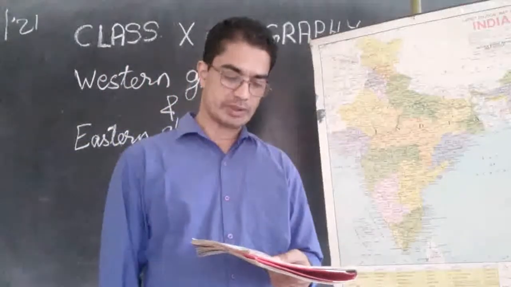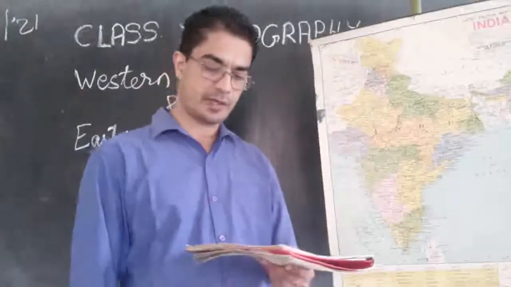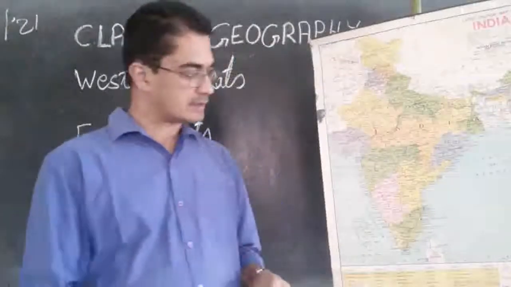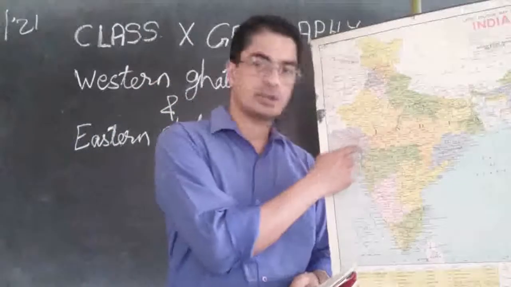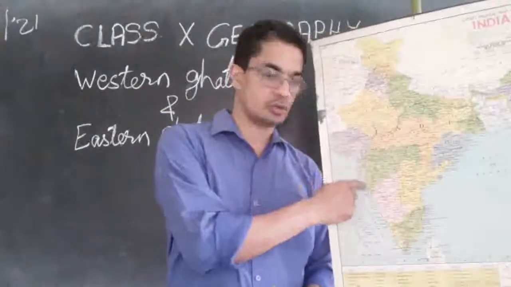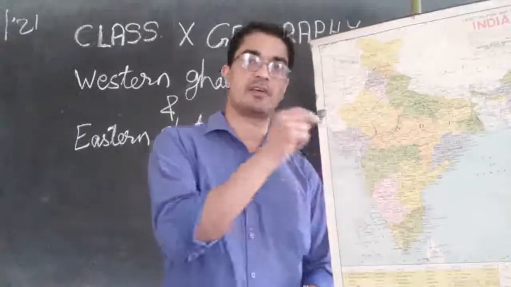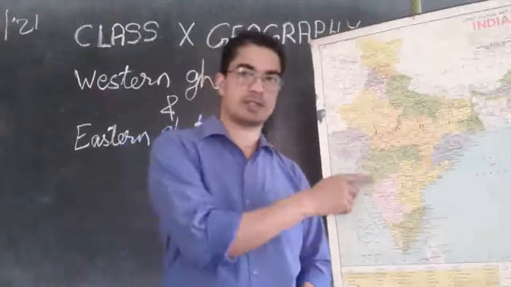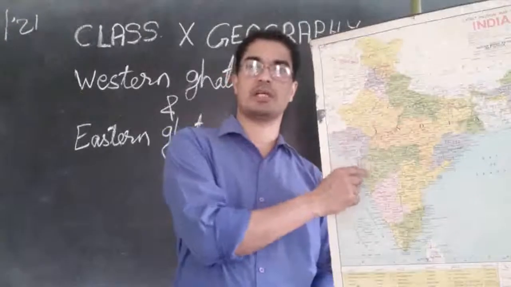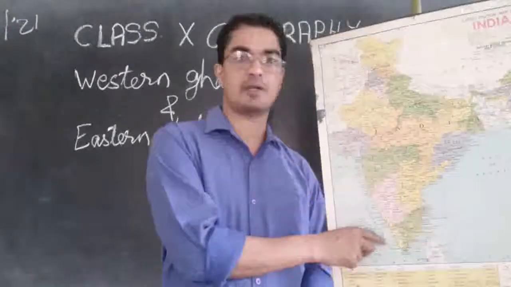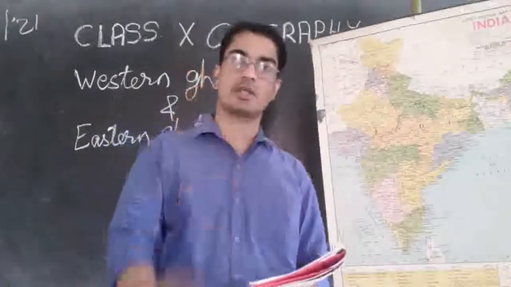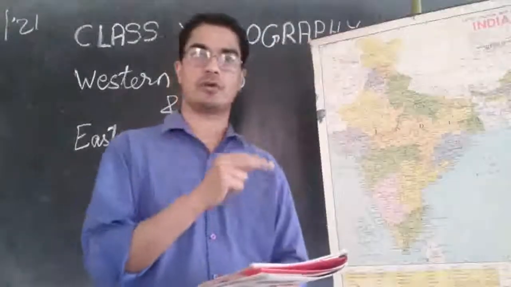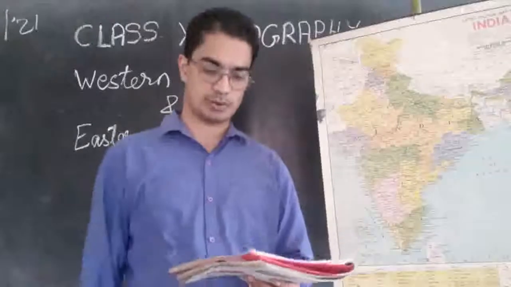And the height of the Western Ghats progressively increases from north to south. So as we move from north to south, the heights are increasing, not decreasing but increasing. The northern part of this Western Ghat is low, and the southern part is high. So the height is increasing as we move from north to south.